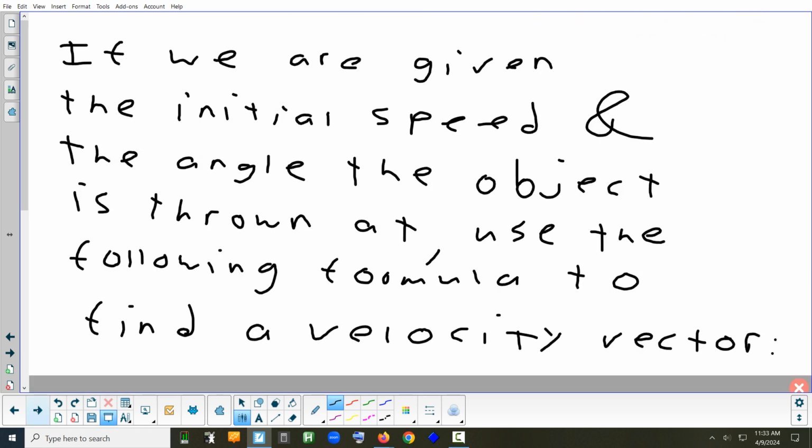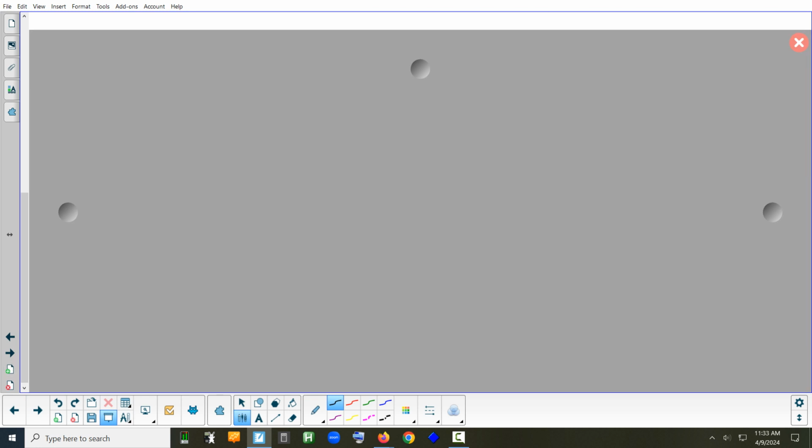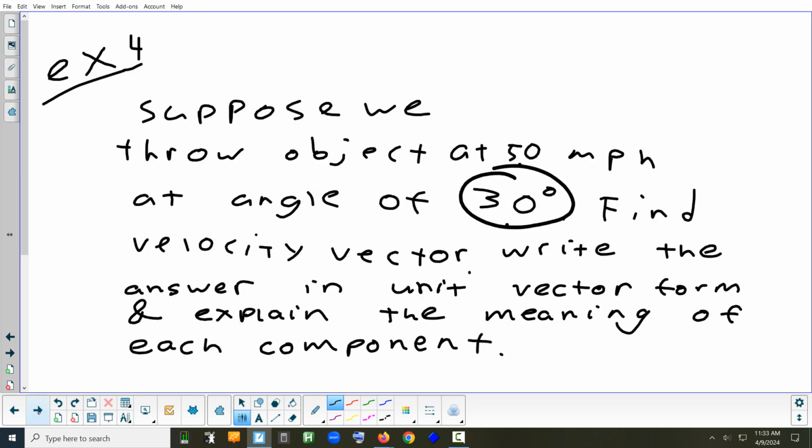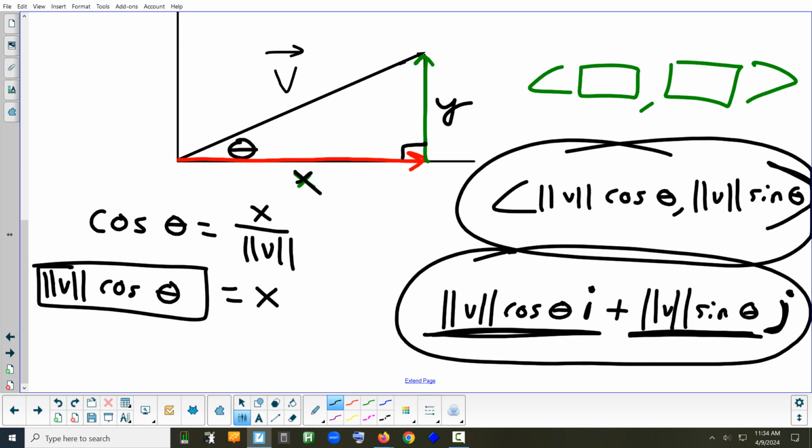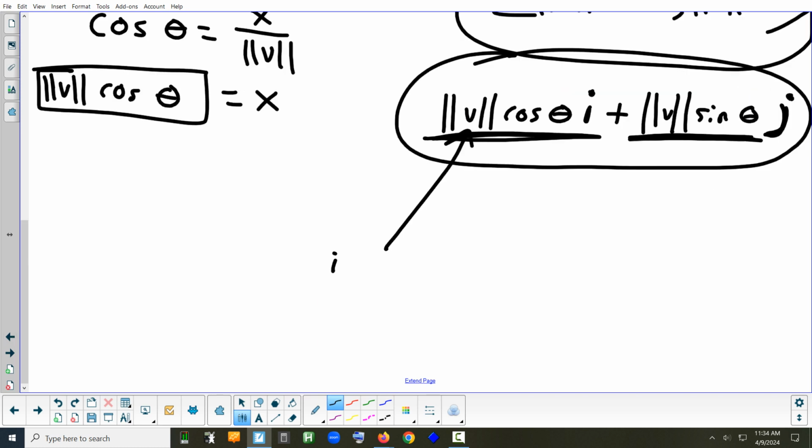Okay, so I already gave you those formulas. I guess I can just clarify. This is the initial speed, but you should know that from yesterday. Magnitude is the speed, and you should know theta is an angle. All right, let's try it.